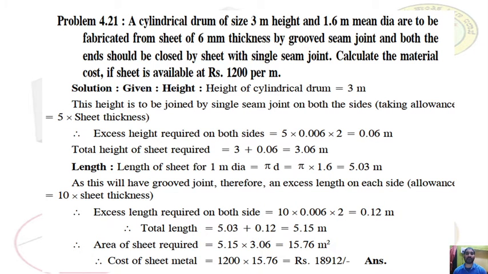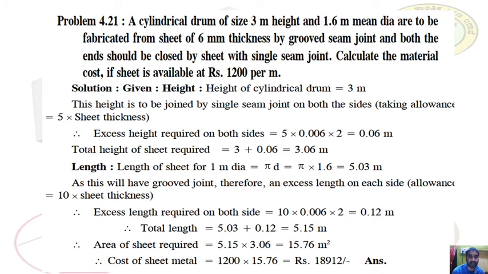A cylindrical drum of size 3 meter height and 1.6 meter mean diameter is to be fabricated from the sheet of 6 mm thickness by grooved seam joint. Both ends are closed by sheet with a single seam joint. Calculate the cost of the metal if the sheet is available at rupees 1200 per meter.